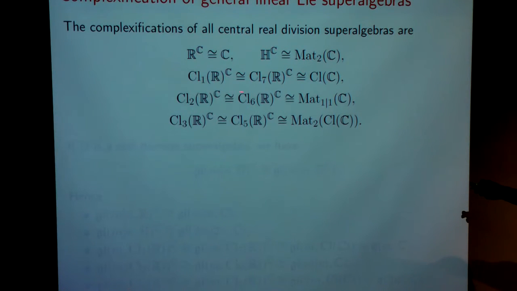Notice that the Clifford superalgebras that are opposites of each other are isomorphic after we complexify. So you get either this complex Clifford superalgebra, or 1|1 by 1|1 matrix superalgebras, or a 2 by 2 matrix superalgebra with entries in this complex Clifford superalgebra. So you can just compute what they are.